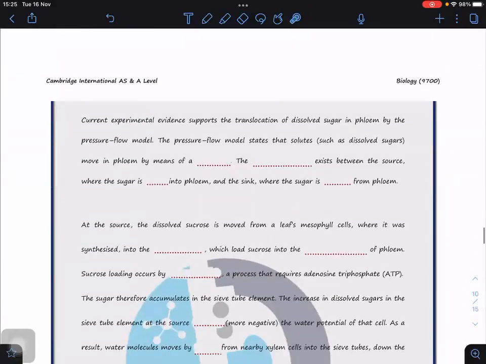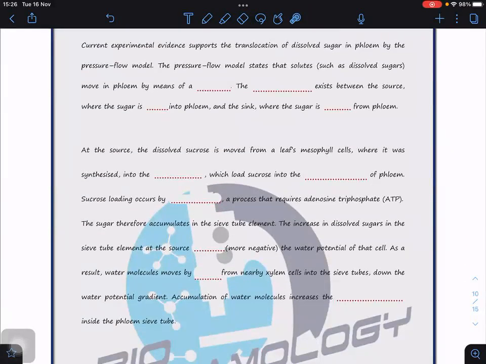So the current experimental evidence supports the translocation of dissolved sugar in phloem by this model called the pressure flow model. This is due to the hydrostatic pressure, and flow means mass flow, not osmosis or diffusion, which are very slow. First, the flow is by means of mass flow, and a pressure gradient exists between the source and the sink. The source is where the sugar is loaded and the sink is where the sugar is removed. The sugar refers to sucrose.